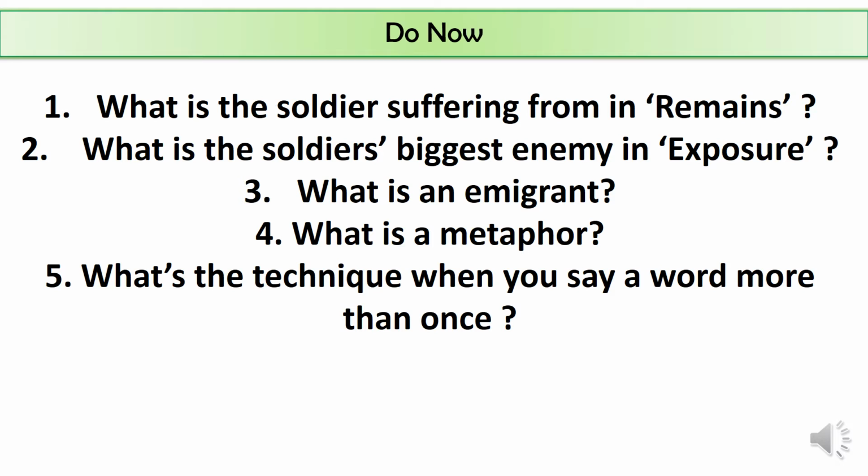So before we start looking at the poem in detail, let's do a bit of a do now to get those brains working once again and have a little recap of things that you've done previously. So your first one, what is the soldier suffering from in Remains? Number 2, what's the soldier's biggest enemy in Exposure? Number 3, what is an emigrant? Number 4, what is a metaphor? And number 5, what's the technique called when you say a word more than once? Give yourself about 5 minutes to do that, and then we'll go through that together on the next slide.